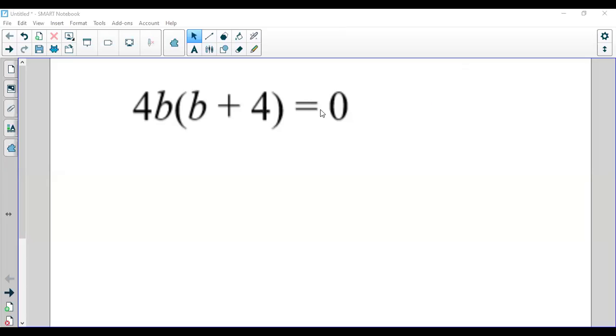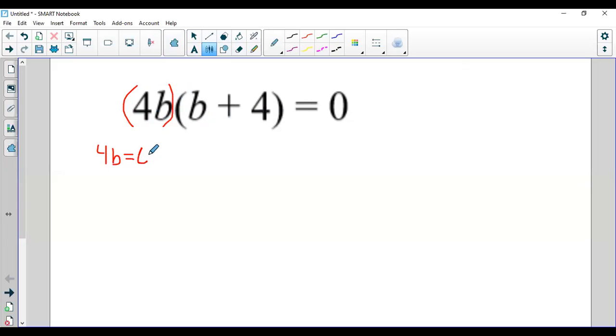First one's already factored for you and already equals 0. So one of these two factors is 0. Again, if you want to, you can put that 4b in parentheses. That's up to you. So either 4b is 0 or b plus 4 is 0. So that means I'm going to make two equations. Either 4b is equal to 0 or b plus 4 is equal to 0.